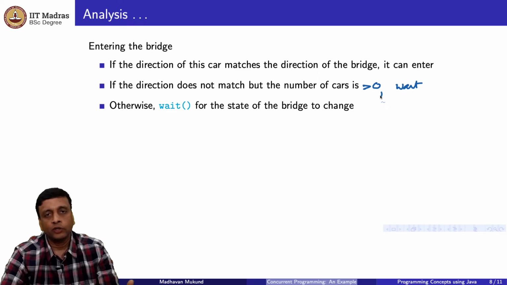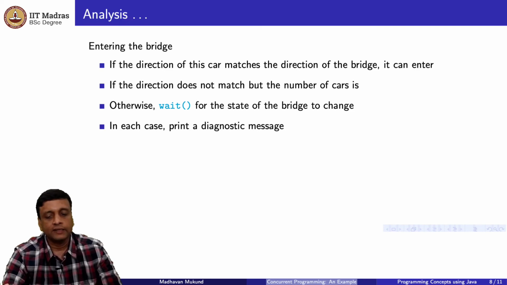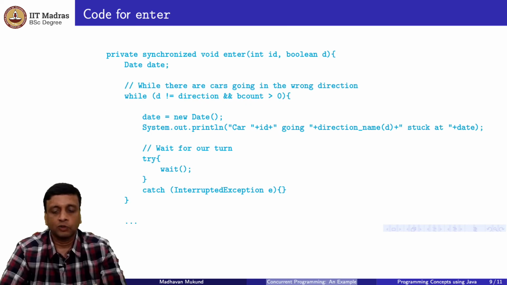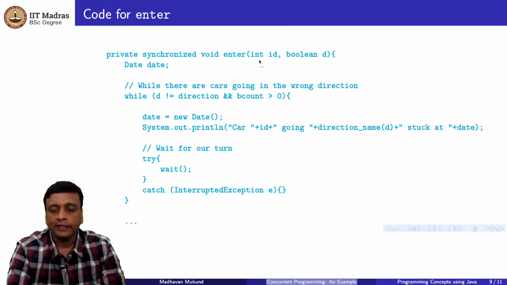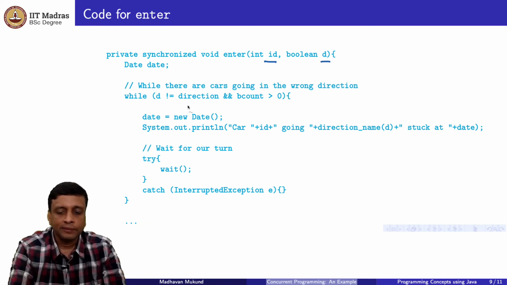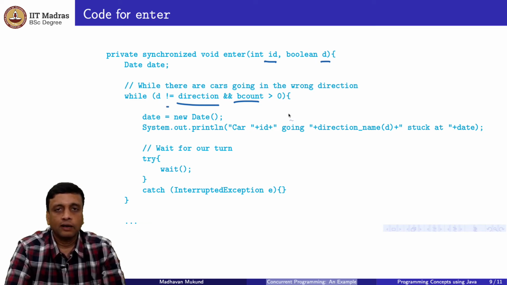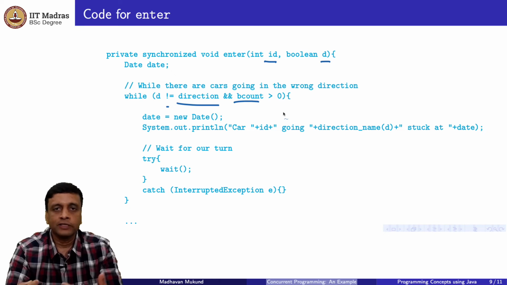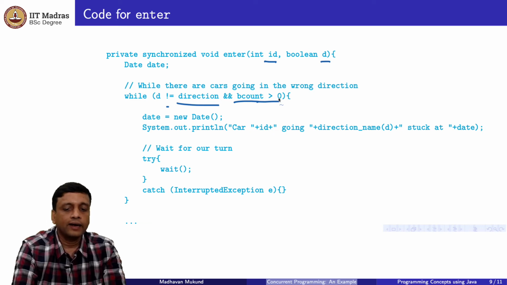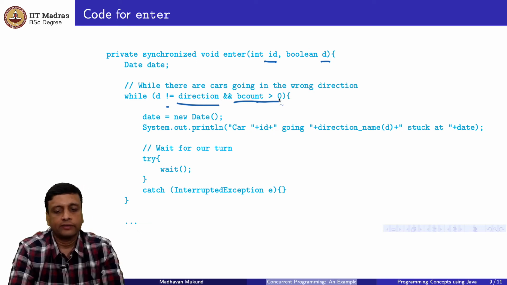So either you get there and you are going in the same direction that the bridge is oriented currently, you can get on, or you are going in the opposite direction and the bridge is not empty, you must wait, right? And when you wait, you must print a diagnostic message, right? So this is what it says. I enter with an ID and a direction, and remember, this bridge has this B count and the direction. So if my direction is not equal to the direction of the bridge, and simultaneously there are cars on the bridge, so the bridge is in the opposite direction and the cars are on the bridge because B count is greater than 0, right? Then I must wait, right?